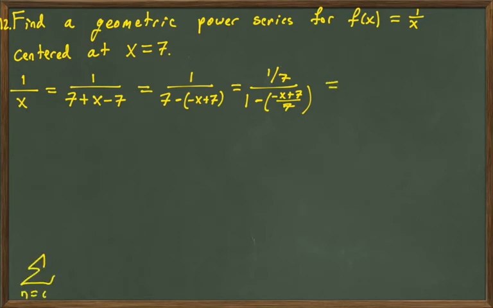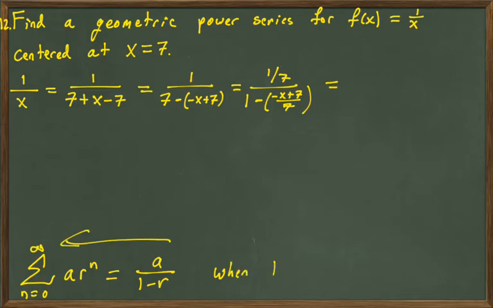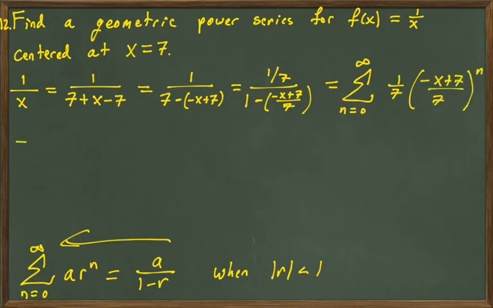Okay, so the sum, n equals 0 to infinity of ar to the n, is equal to a over 1 minus r. So we're taking this and we're going that way, where r in absolute value must be less than 1. So this is equal to the sum, n equals 0 to infinity of 1/7 negative x plus 7 all over 7 raised to the n power.